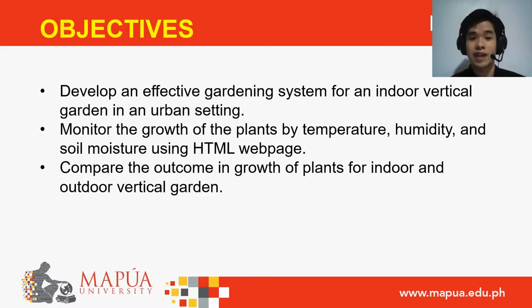The objectives of the study include, first, to develop an effective gardening system for an indoor vertical garden in an urban setting; second, to monitor the growth of the plants by temperature, humidity, and soil moisture using an HTML web page; and lastly, to compare the outcome in growth of plants for indoor and outdoor vertical gardens.